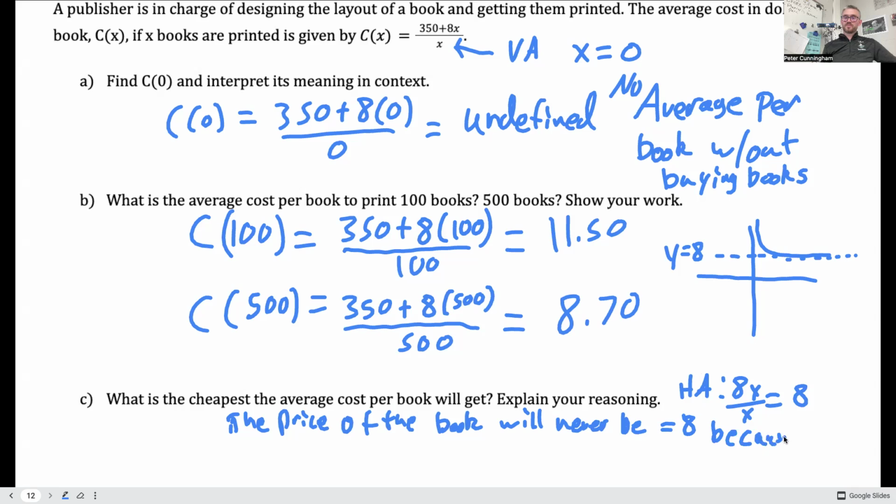because of the printing cost. So even if we spread the printing cost over 1 million sales of books, there's still that little itty bit, that minuscule amount, that fraction of a penny that needs to go into account to be paid for to make up for that $350. So you can get really close to $8, but you'll never get to where you can dip below it because of that asymptote.